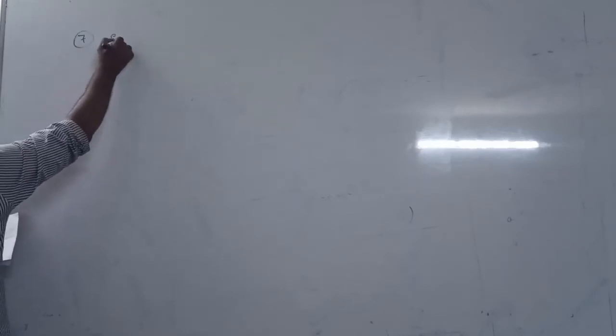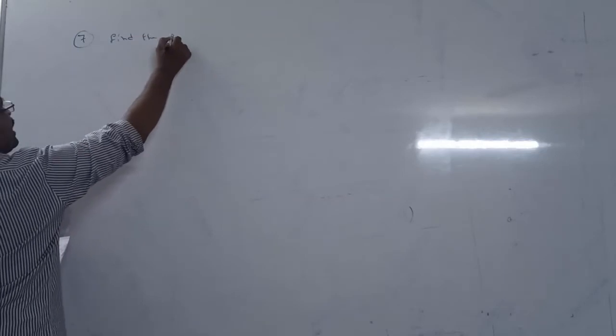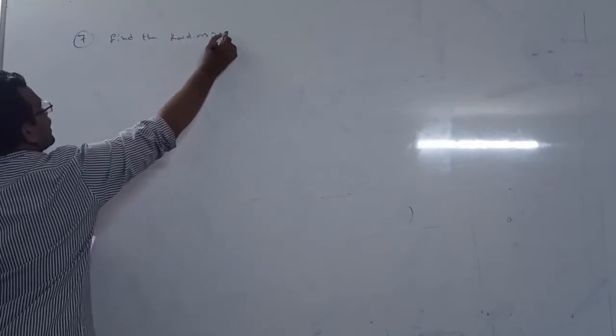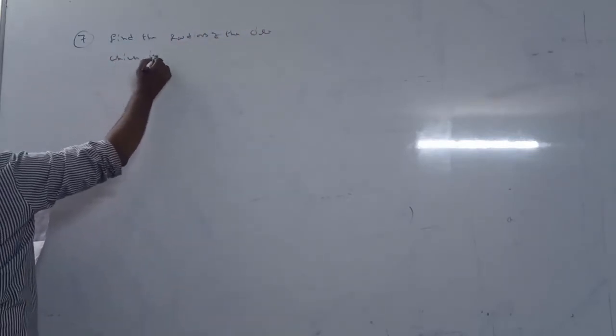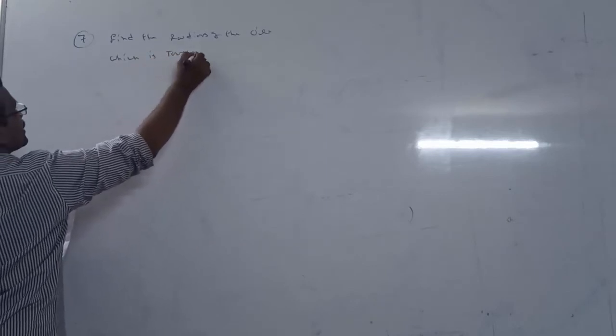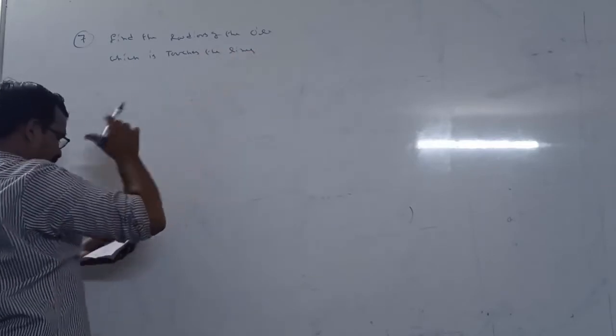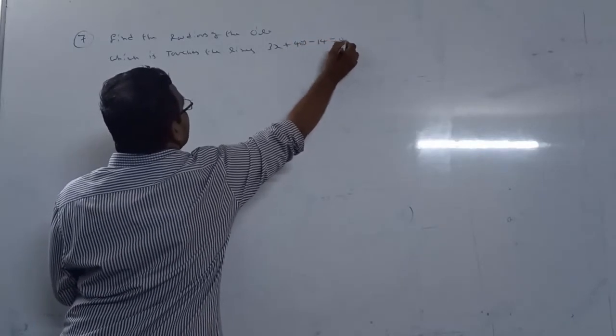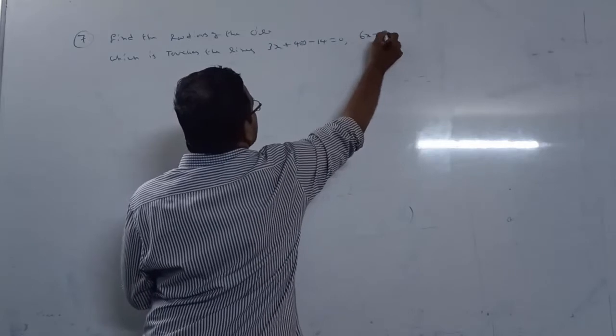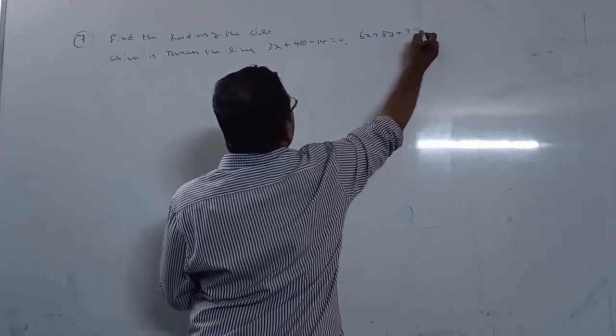Next, find the radius of the circle which touches the lines 3x + 4y - 14 = 0 and 6x + 8y + 7 = 0.